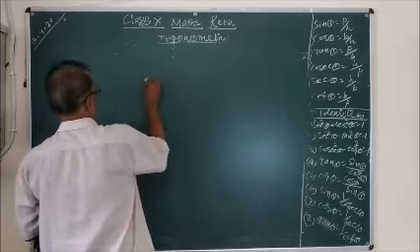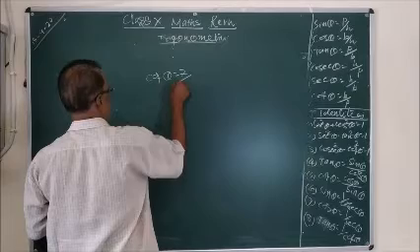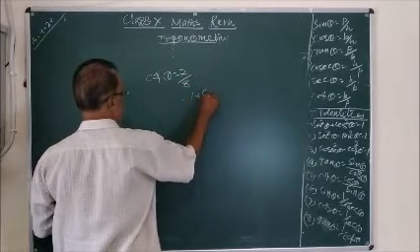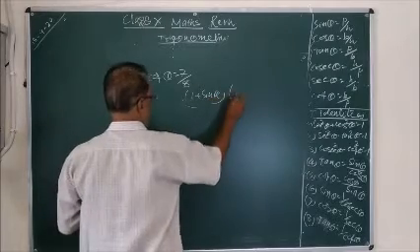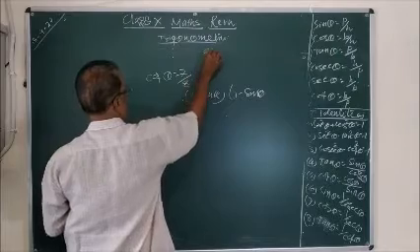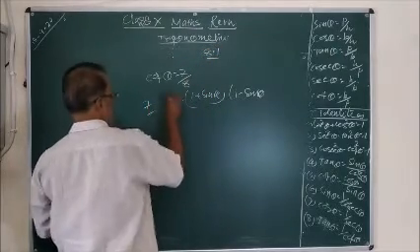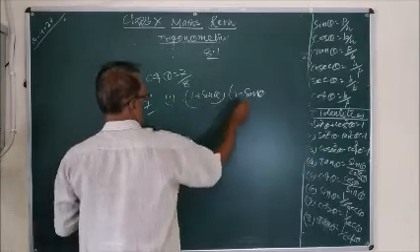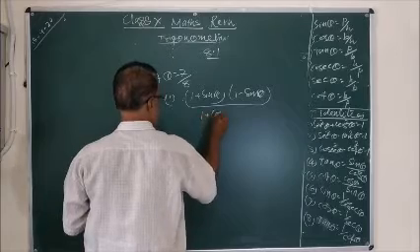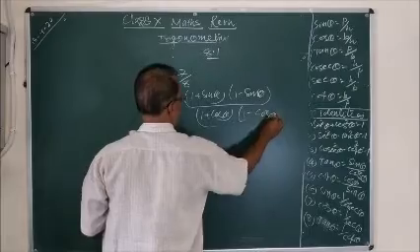Now you see, one question: cot theta is equal to 7 by 8. You find the value of (1 plus sine theta) into (1 minus sine theta) upon (1 plus cos theta) into (1 minus cos theta). This is exercise 8.1, question number 7, first part of 7. Now you have to evaluate.